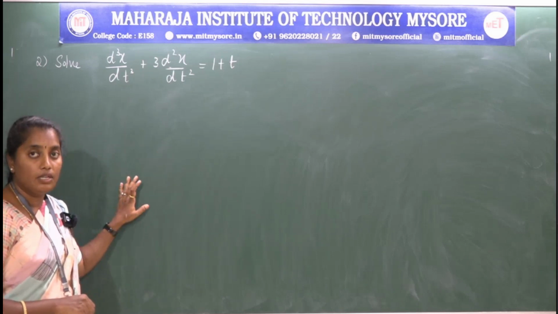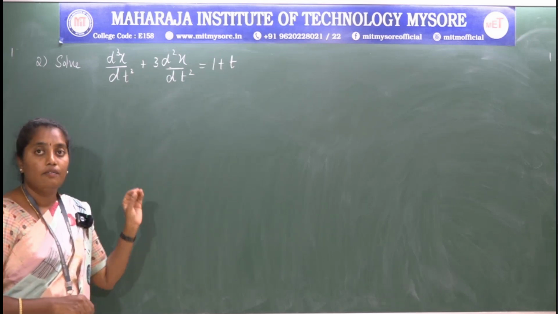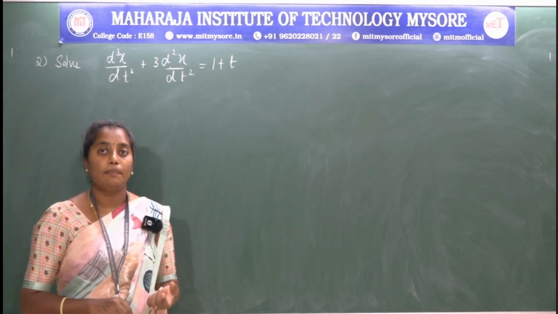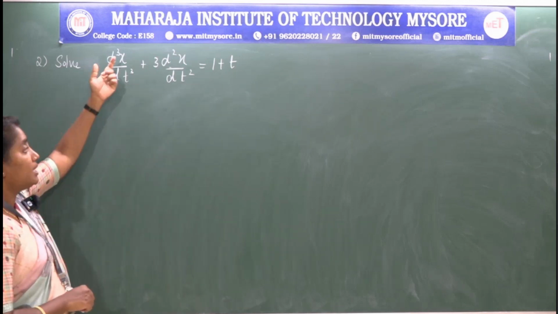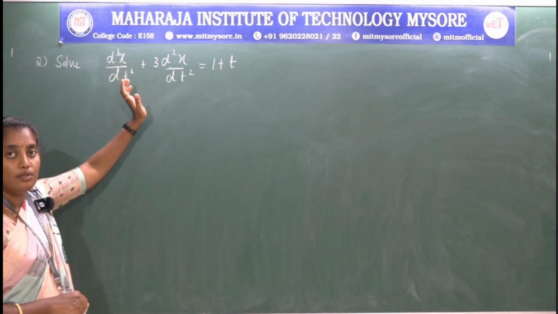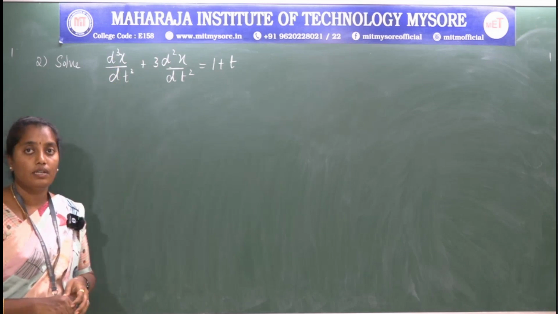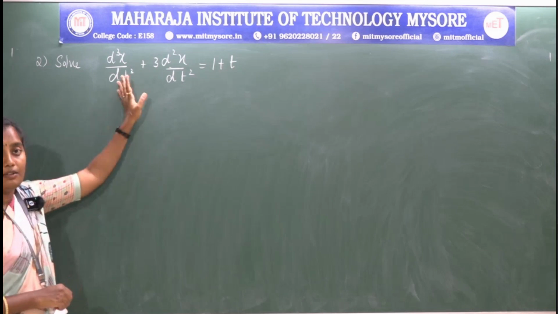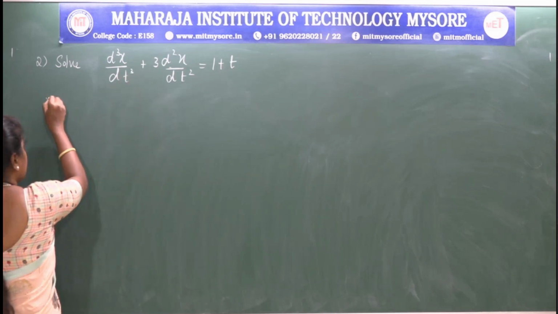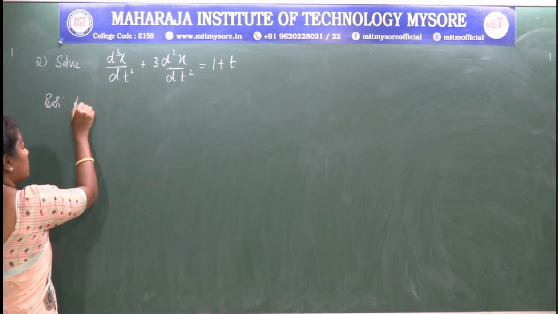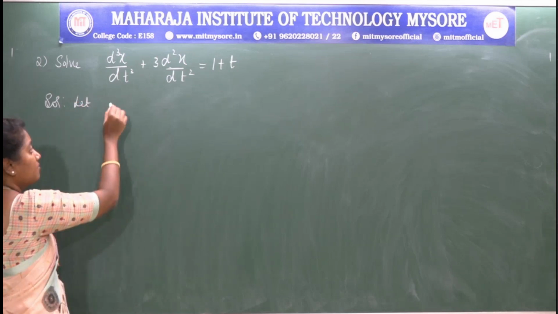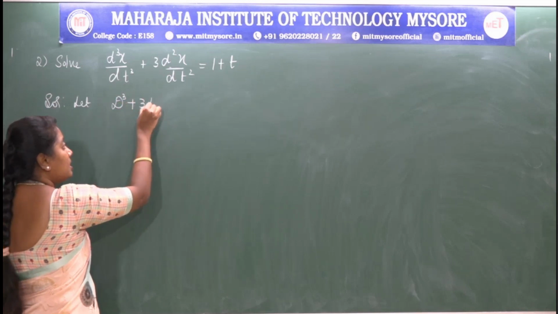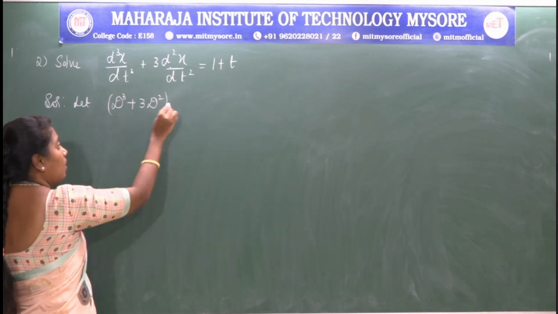While solving the differential equation, we have to write the value of the dependent variable in terms of the independent variable. Here the dependent variable is x, hence we have to write the solution x as a function of t. So remaining procedures are same. First find the complementary function of the given equation.